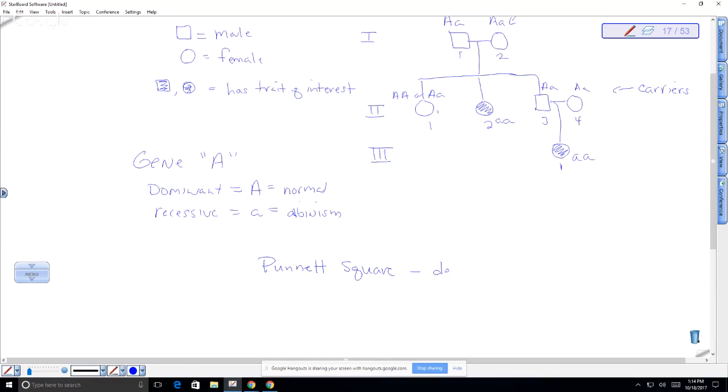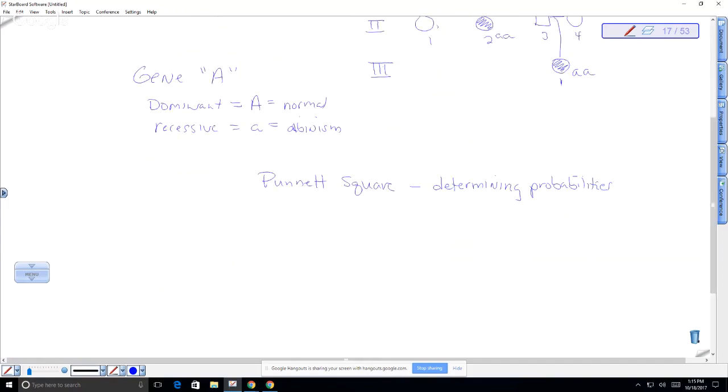Okay, so this is determining probabilities. So it's actually just a way to multiply percentages, actually, or decimals. Okay, so we determine probabilities in our Punnett square. So the male, it doesn't really matter, but we'll put the male on top and the female down on the bottom. And the male can either produce sperm with a big A or a little a.